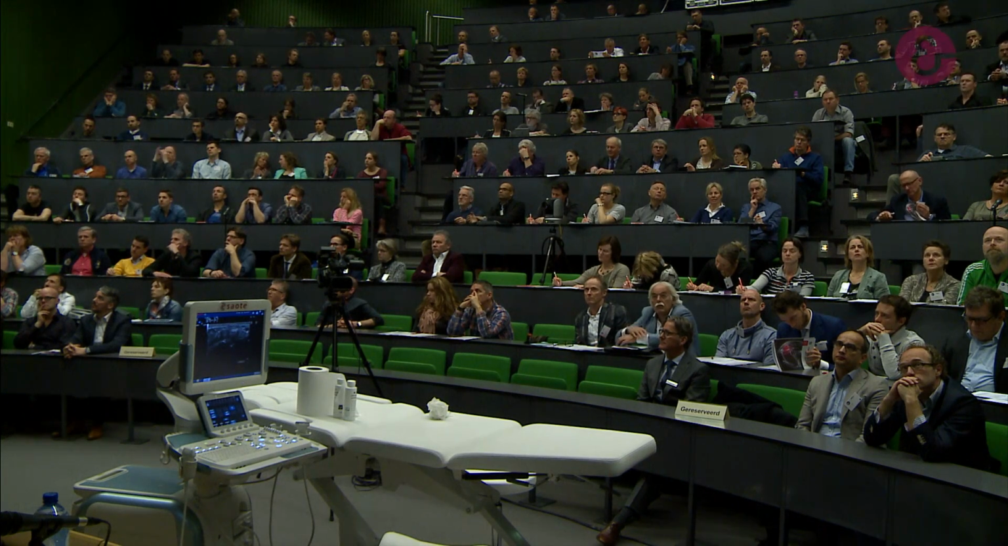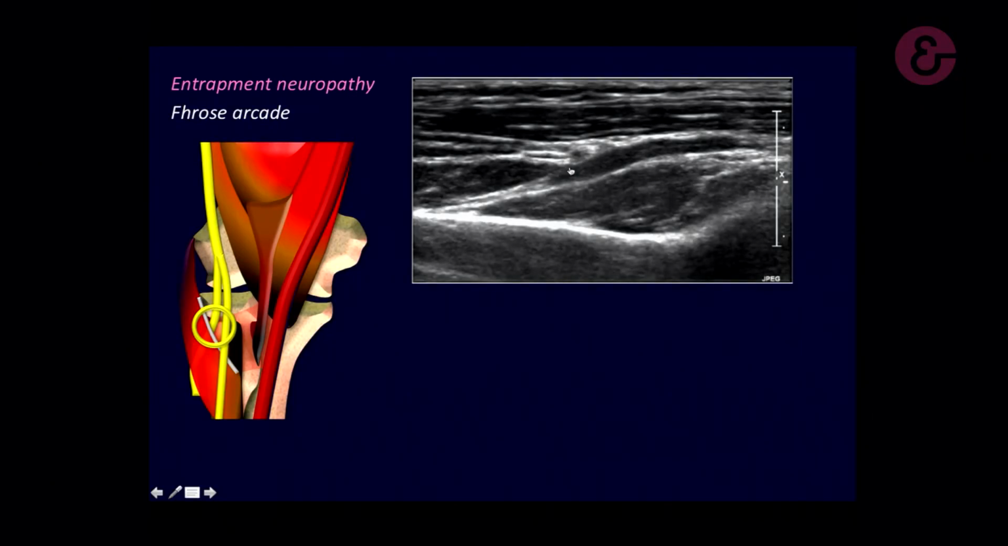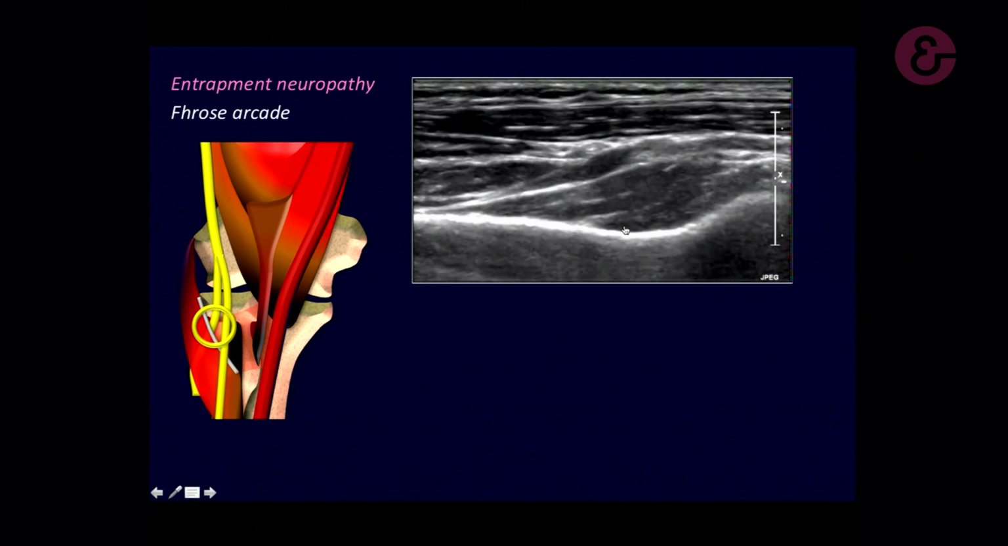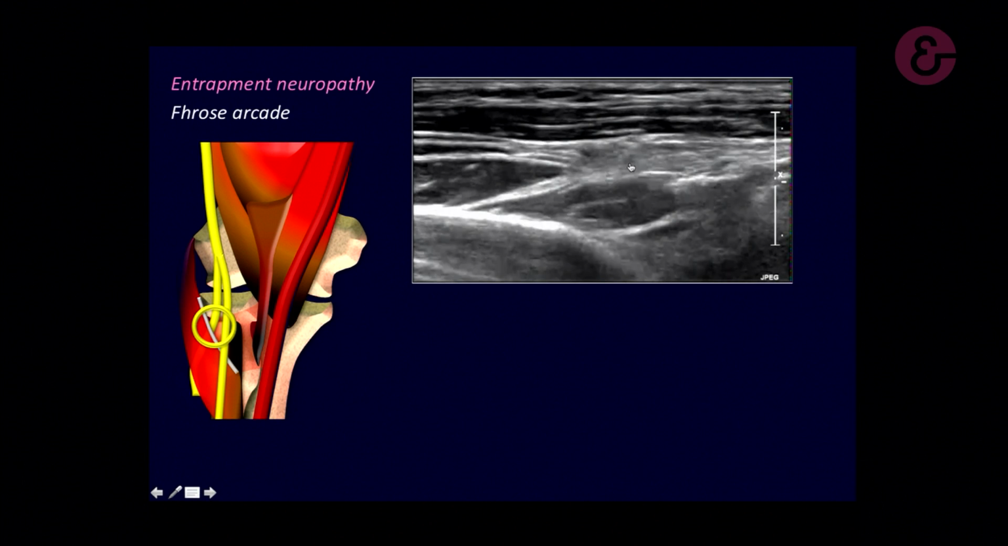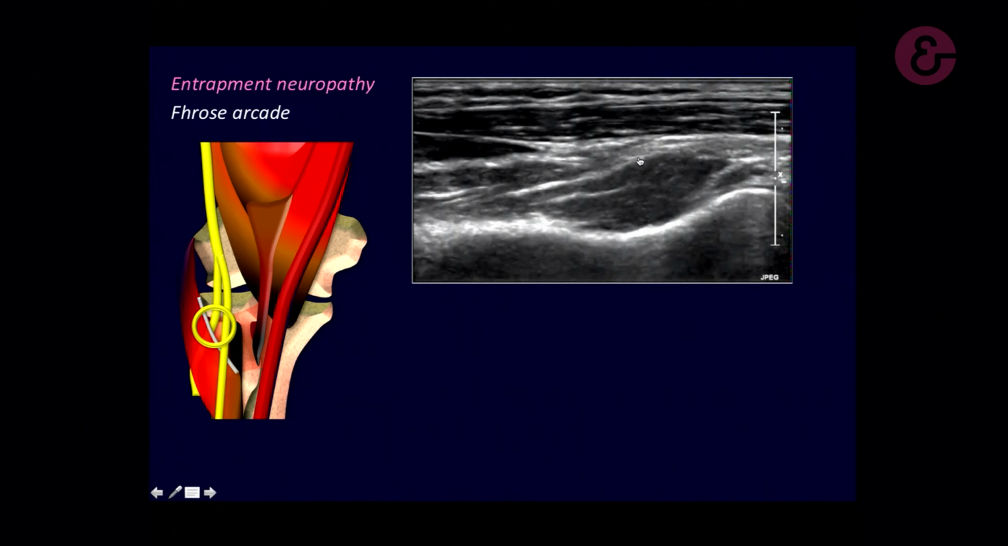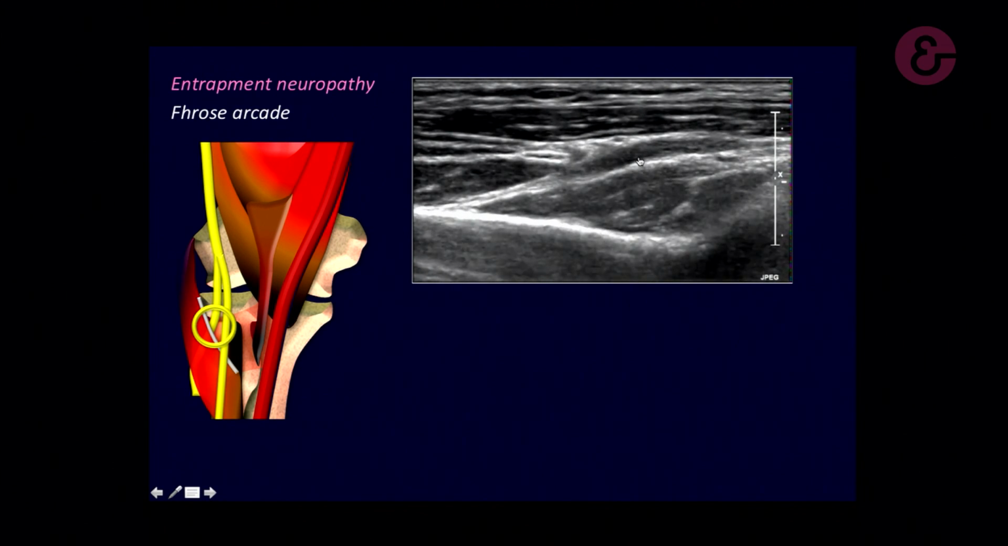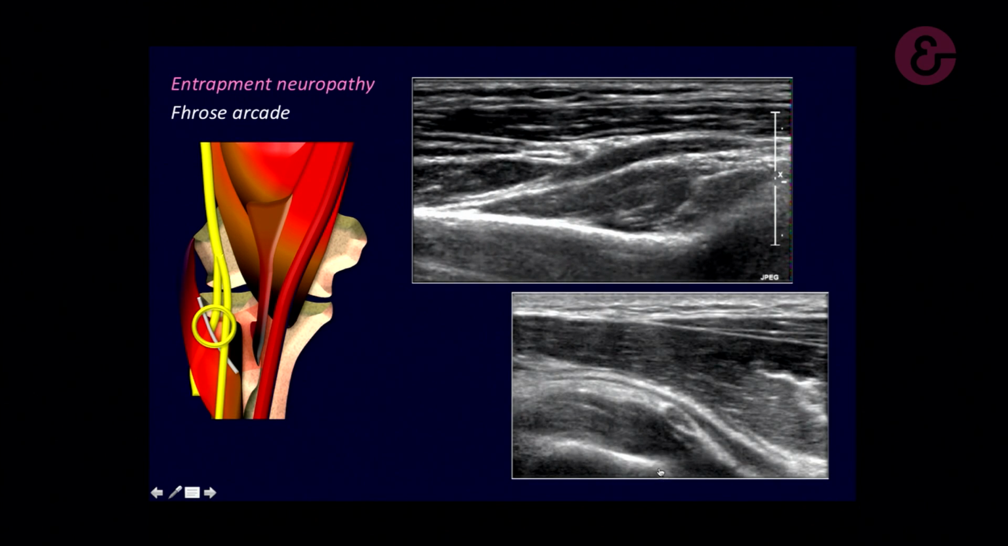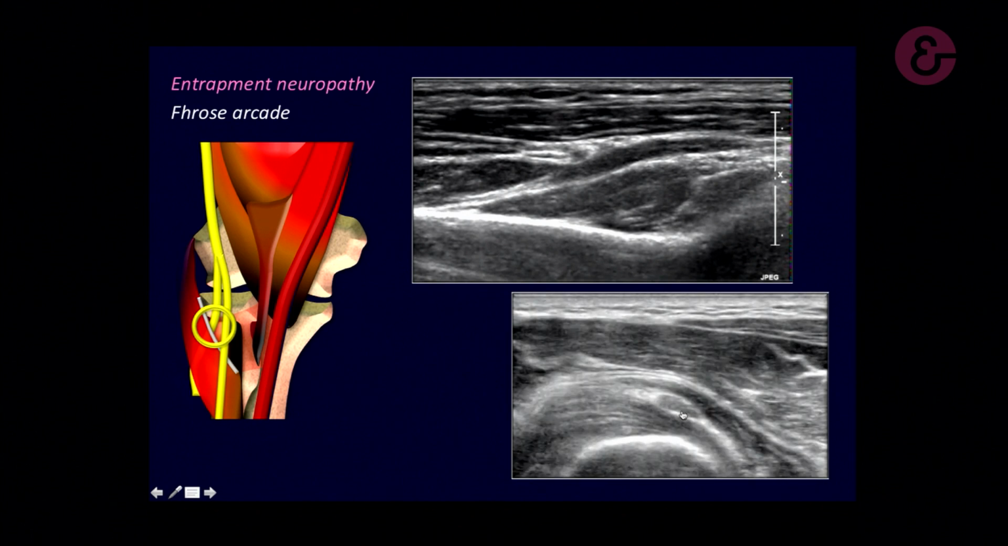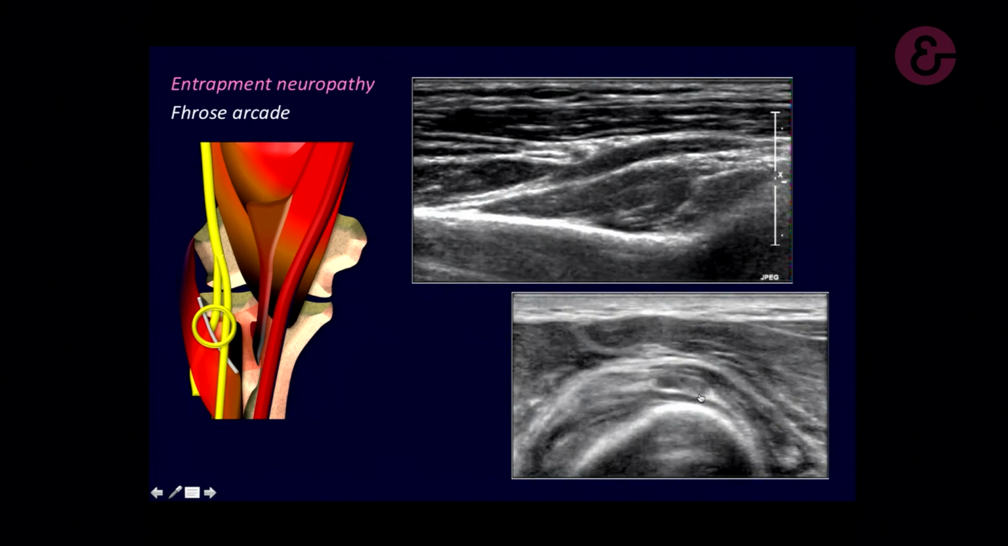A swollen nerve, the arcade, a normal nerve. So typical compression of the posterior interosseous nerve, very, very swollen. And I push a little bit with my transducer to get a thinner slice. This is the axial, a very swollen nerve here in between the two. Large, huge swelling of the nerve.